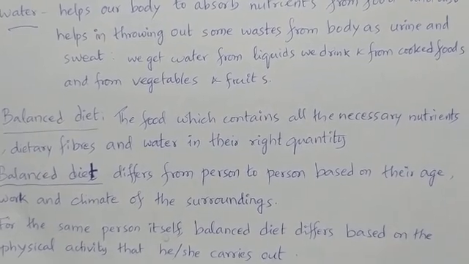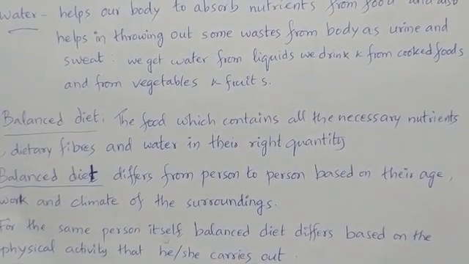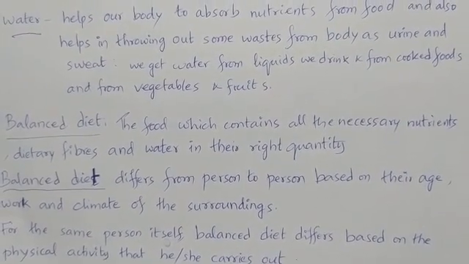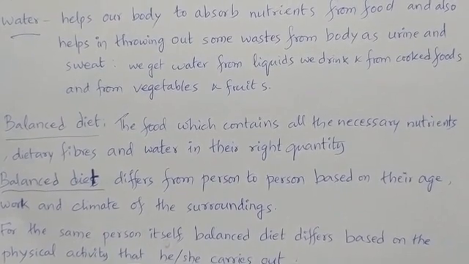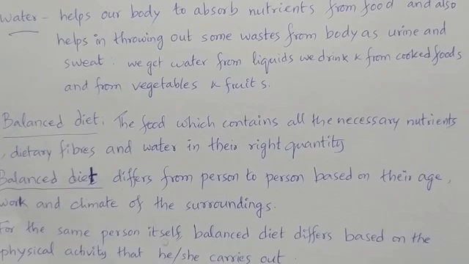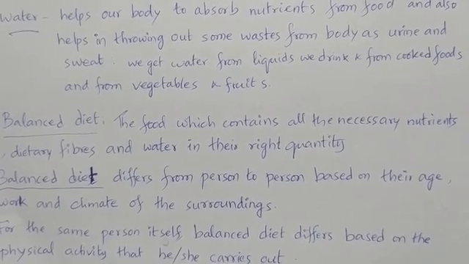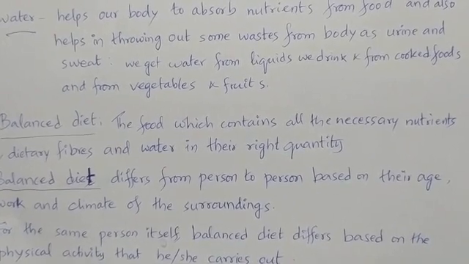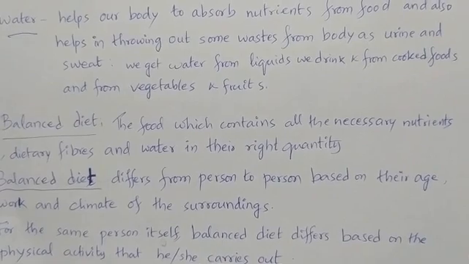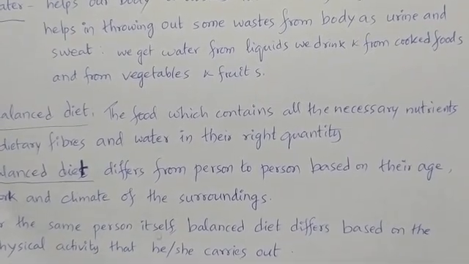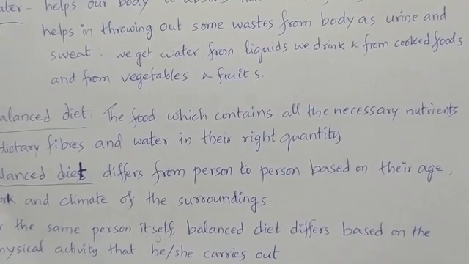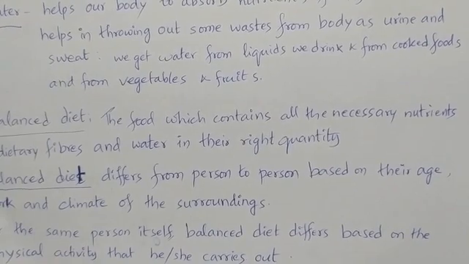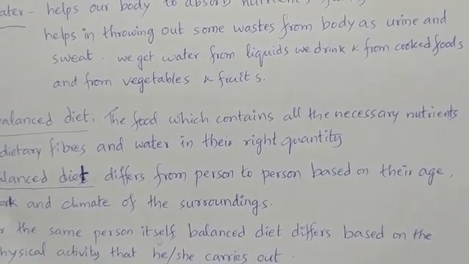For the same person also, a balanced diet differs based on the physical activity that he or she carries out. So for the same person, as age increases, the composition of the balanced diet will also differ. And if the physical activity changes, the balanced diet of that person will change. So a balanced diet cannot be the same for all persons. For different people, it will be different based on their age, physical activity, gender, workout, and climatic conditions of the surroundings in which they are living.